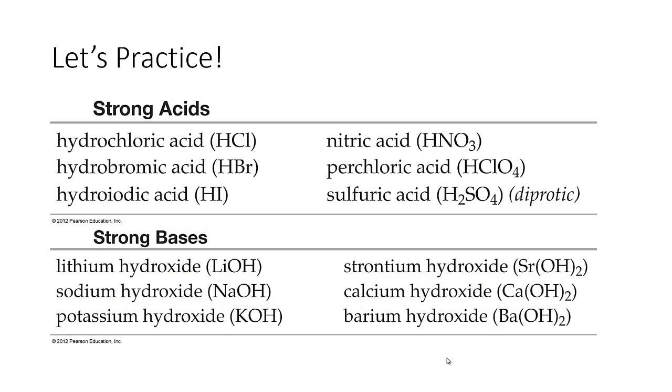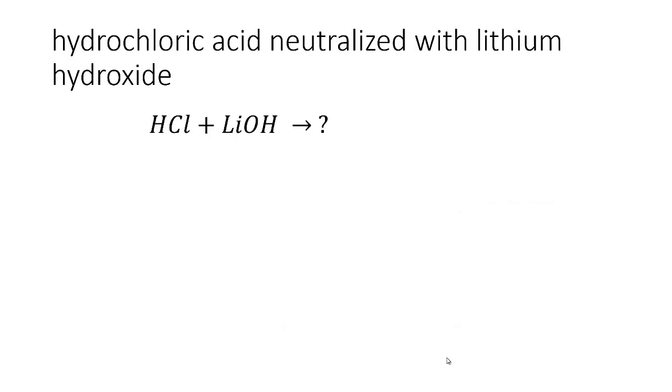So we're going to practice. Good ways to practice is just to take a list of acids and a list of bases and just combine them. So I'm just going to choose one random acid and combine it with a random base, and we're going to practice predicting what the products are going to be if you neutralize an acid with a base. So our first one is going to be when hydrochloric acid is neutralized with lithium hydroxide.